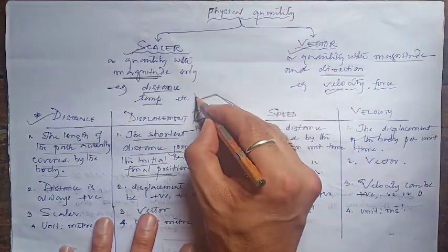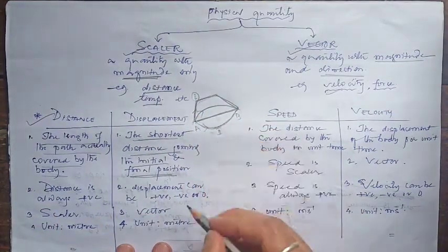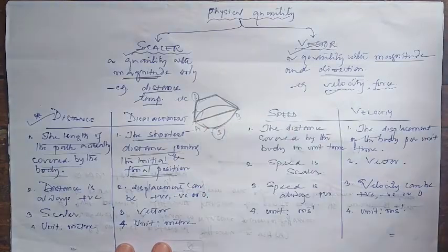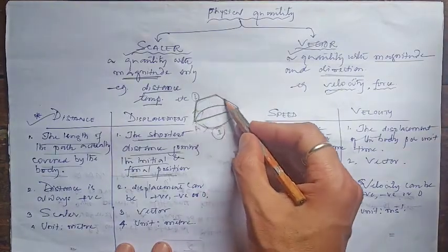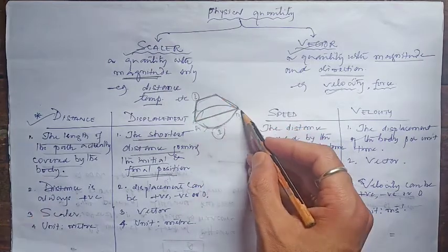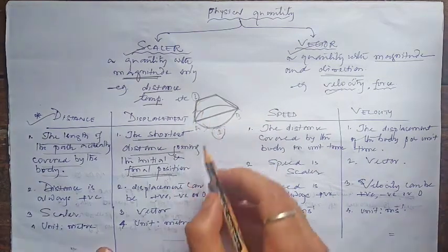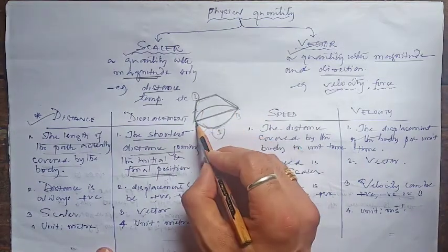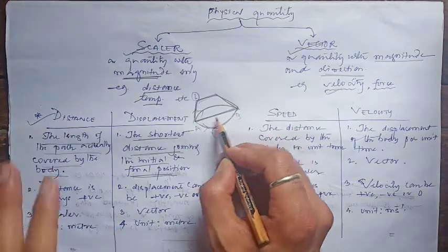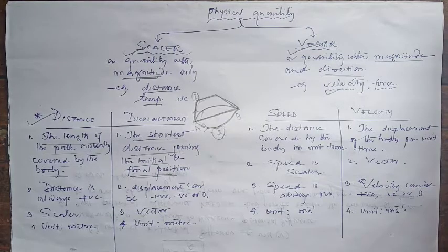Now say suppose person 1 takes this route to reach point B, and say suppose person 2 takes this route to reach point B. So of course the length of this path is more than the length of this path. So person 1 has distance more than the distance covered by person 2. But both these persons will have the same displacement because they simply moved from point A to B. The change in position is same. So that's why displacement will be same in both the cases. So that's what we mean by distance and displacement, students. I hope you understood the difference between distance and displacement.